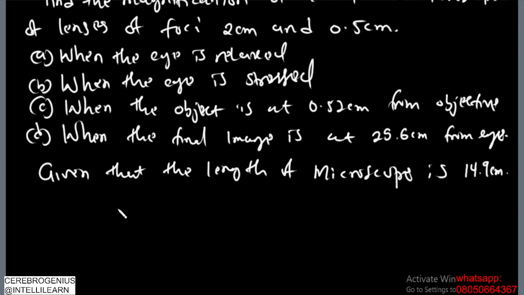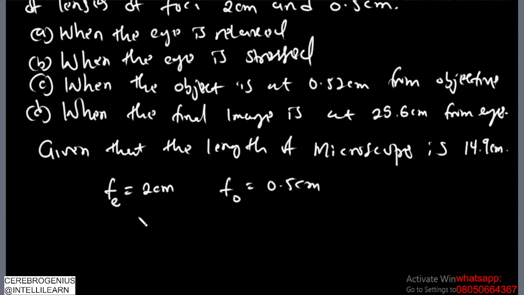We have the foci. One focal length is 2 centimeter, the other focal length is 0.5 centimeter. Now this is bigger, so this will be for the eyepiece, and this is going to be for the objective. Don't forget that. Even if they did not tell you, you should know that. Then the length of the microscope is 14.9 centimeter. That's the distance between the two lenses.